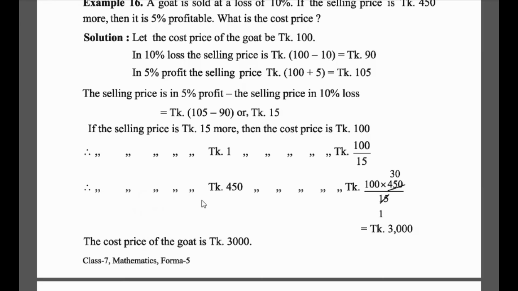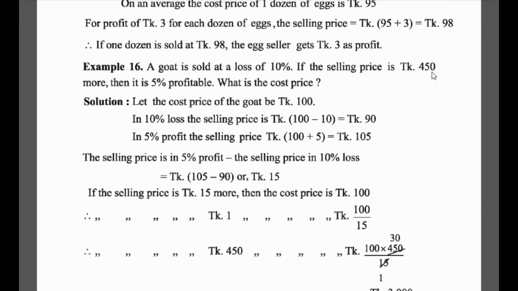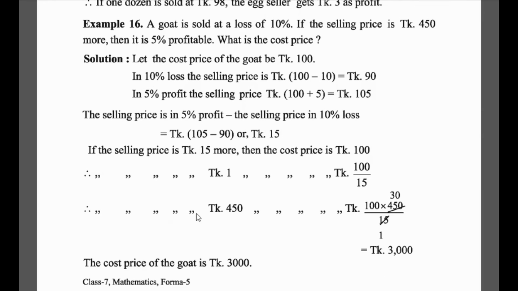So if the selling price is taka 1, I replace it with 450. Why am I taking 450 here? Because it's the actual selling price more, as given. So if the selling price is taka 450, then the cost price must be greater. So 100 divided by 15 is multiplied by 450. If I divide 450 by 15, it's 30.